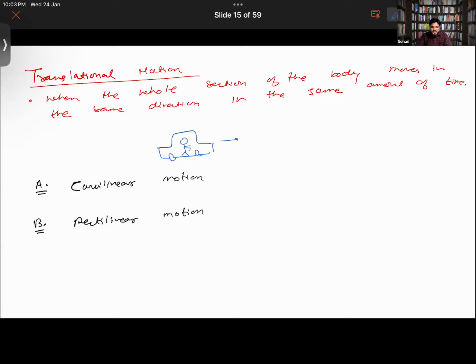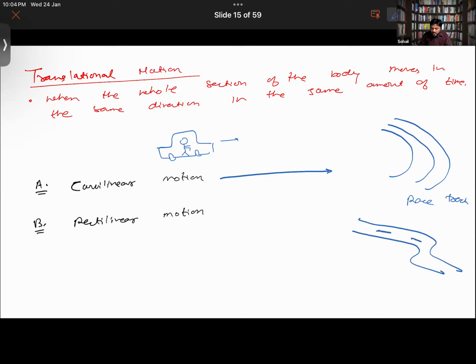It is a curve line, basically. Example, a car on a curved road. Very good. Or for example, a race track, or a curved path like this. So when an object is moving on a curved path, it is performing a curvilinear motion. When the object is following a curved path, it is said to be doing a curvilinear motion, right?